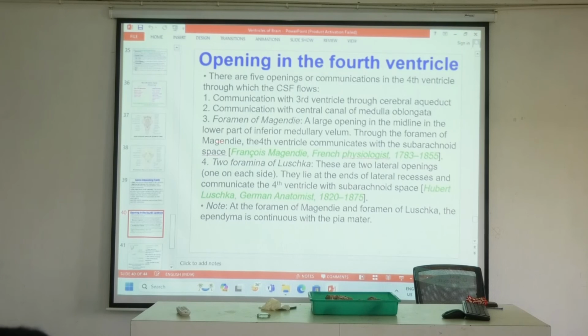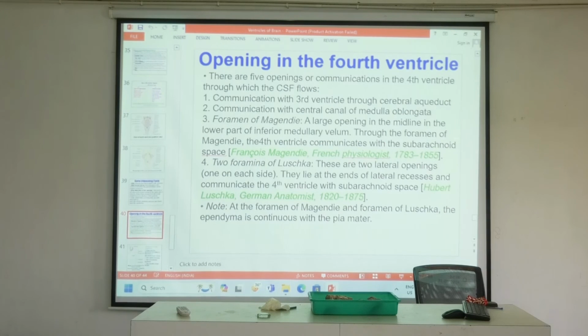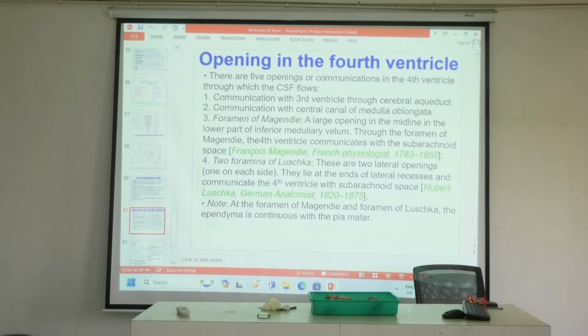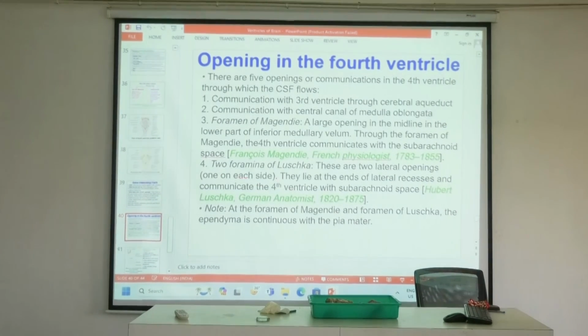Through the foramen of Magendie, the fourth ventricle communicates with the subarachnoid space. Next are the two foramina of Luschka. These are two lateral openings, one on each side, and they lie at the ends of the lateral recesses and communicate the fourth ventricle with the subarachnoid space. At the foramen of Magendie and foramina of Luschka, the ependyma is continuous with the pia mater. So these are the communications. Communications can be given as separate questions.